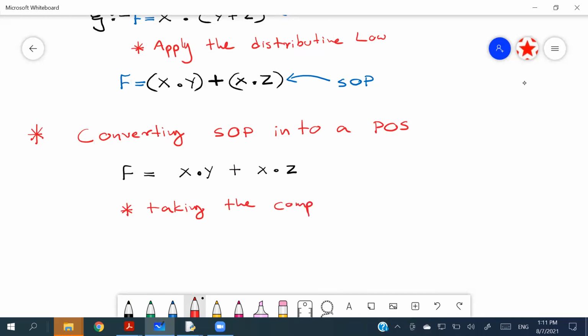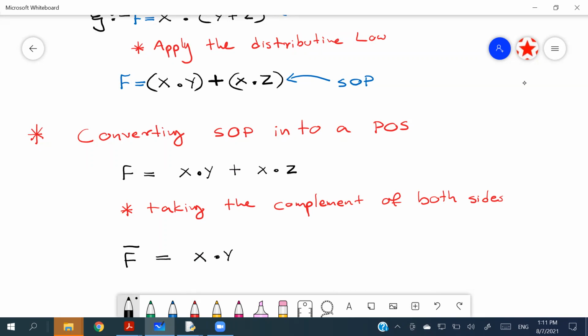Taking the complement of both sides. So taking the complement means what? I'm going to take f bar over here.